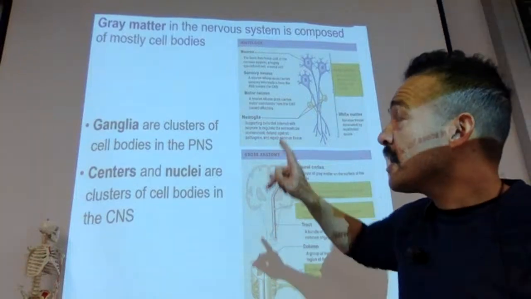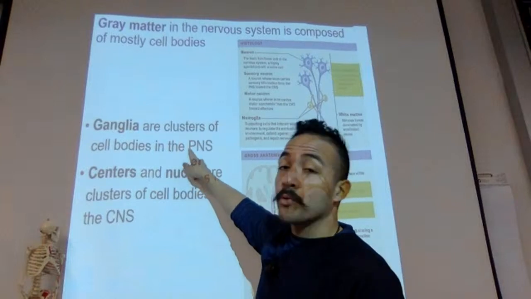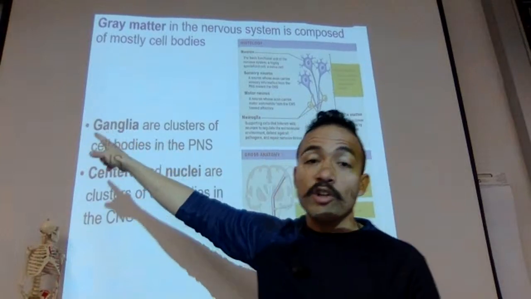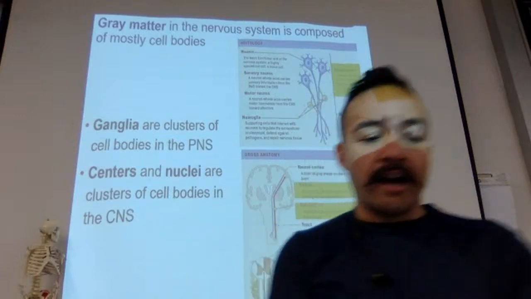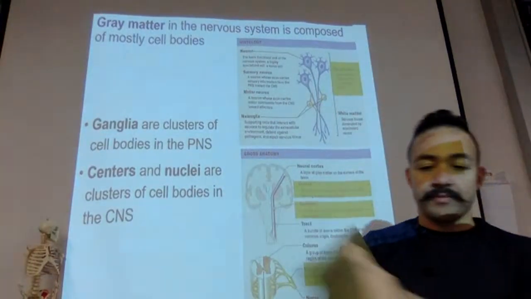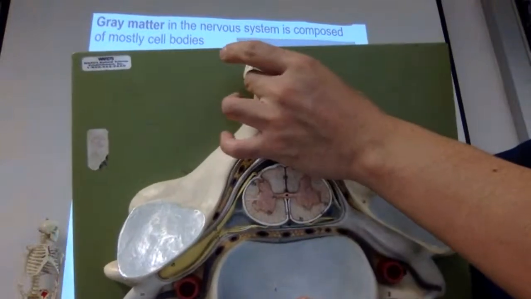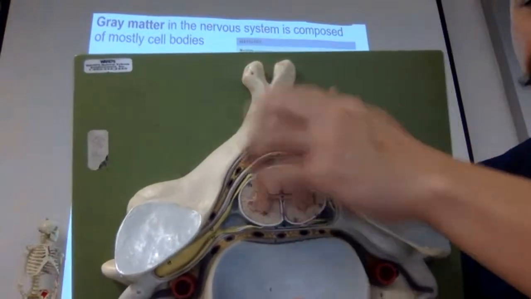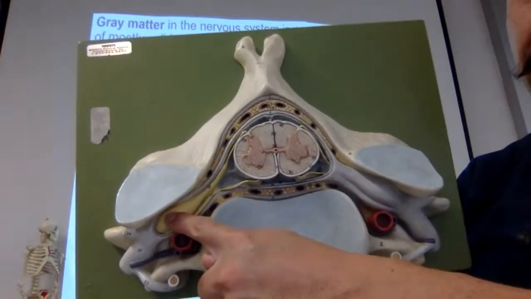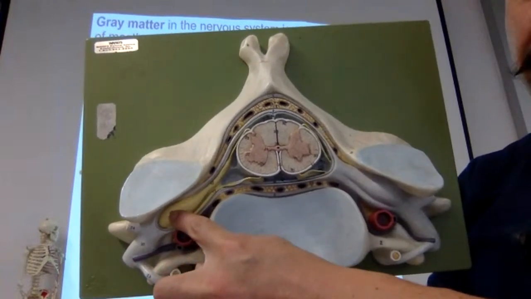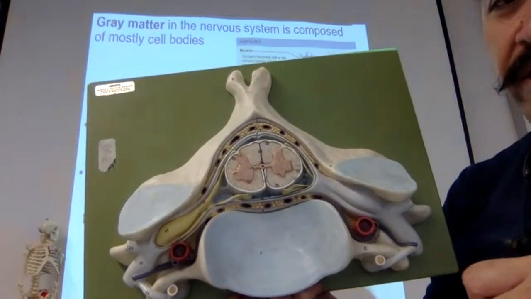If you have a cluster of cell bodies that's outside of the central nervous system, a cluster of cell bodies in the peripheral nervous system, those are called ganglia, singular ganglion, L-I-O-N instead of L-I-A. Ganglia. So back to our spinal cord. Here's the spinal cord. Here's the posterior, dorsal side, vertebrae, spinous process. Over here, this is an example of a ganglion. In this area, we've got cell bodies that extend to the spinal cord.